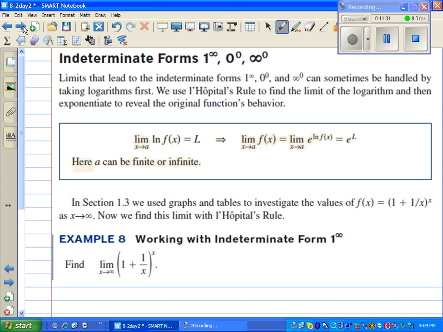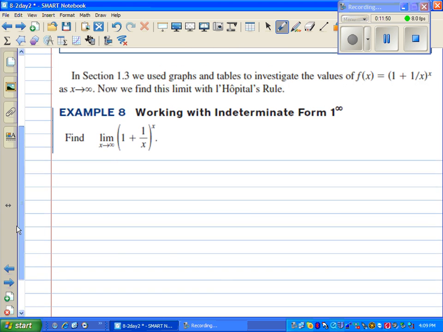Now it says the limit as x approaches a of the natural log of f of x equals some limit. Now that goes to the limit as x approaches a of f of x is equal to e to the natural log of f of x, which will be e to the limit. Now I'll explain that by just working an example and showing you how we proceed from there.